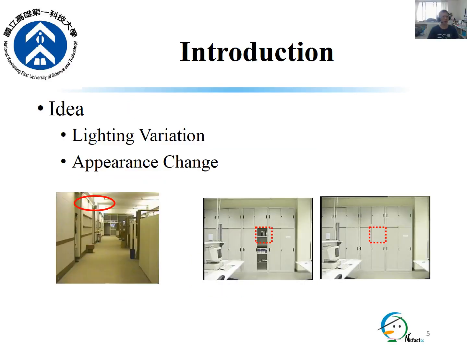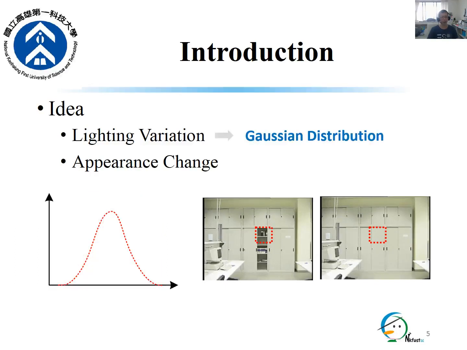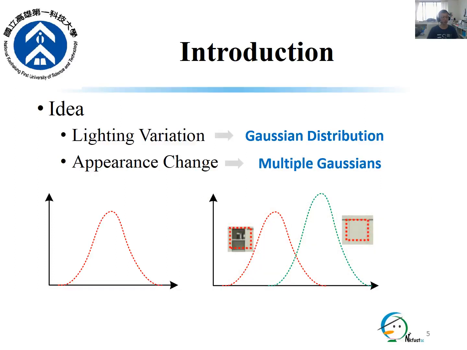The idea of using Gaussian mixture model can be described as follows. Since the background has lighting variation, for example, fluctuation of the light source, a Gaussian distribution is used to model the pixel intensity over time instead of a constant value. In addition, the background may have multiple appearances due to non-static background objects. For example, the door of the locker may be opened or closed. This leads to the use of multiple Gaussian distributions rather than a single one.